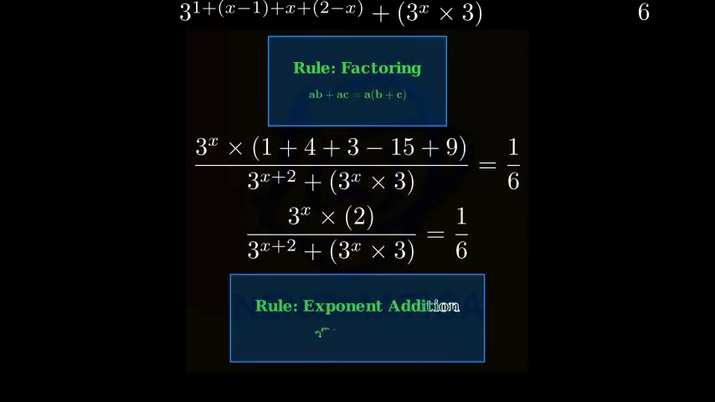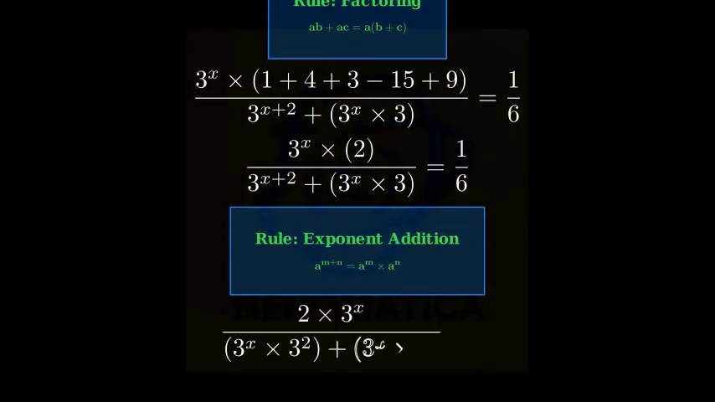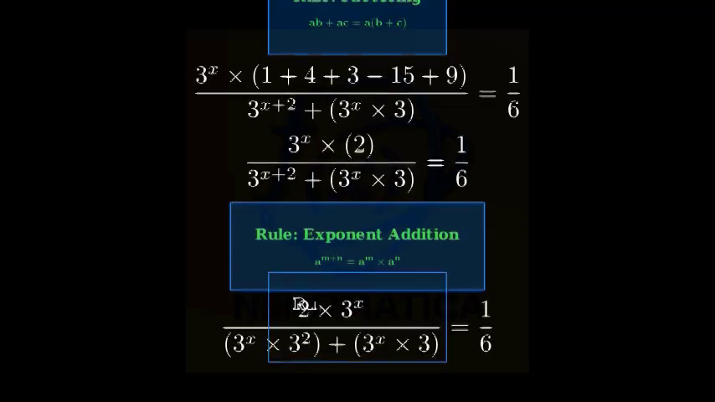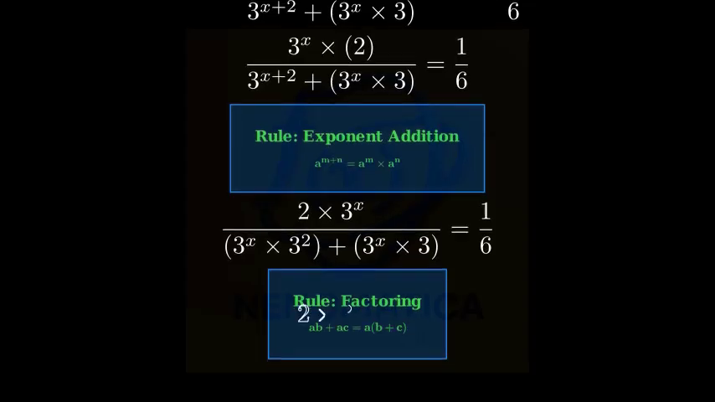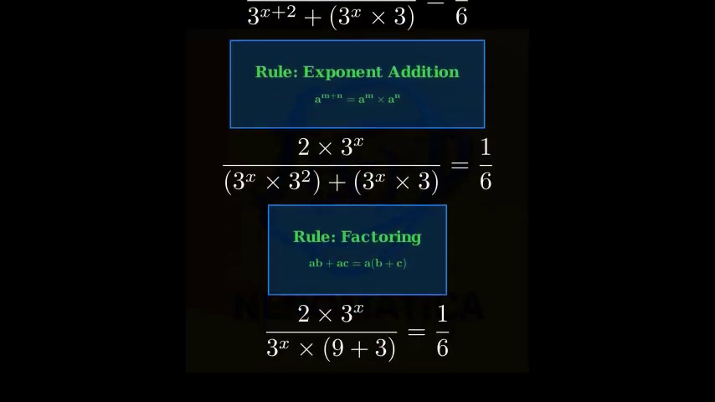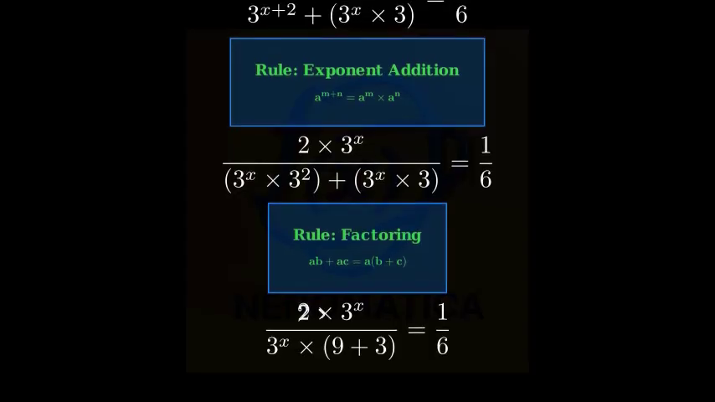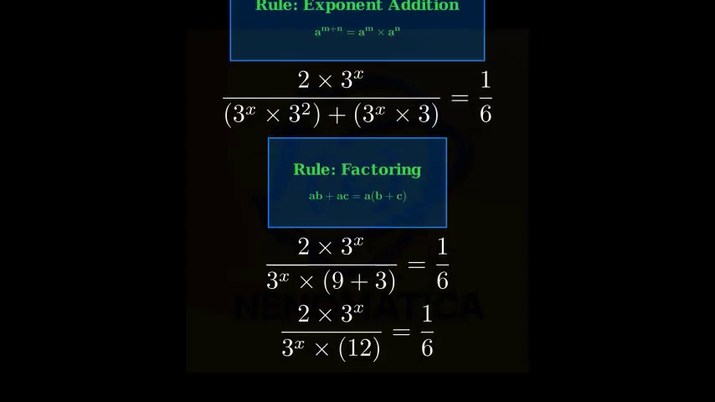Now, let's work on the denominator. We have 3 to the x plus 2 plus 3 to the x times 3. We can rewrite 3 to the x plus 2 as 3 to the x times 3 squared, and simplify further. We can factor out 3 to the x from the denominator as well. This gives us 3 to the x times the quantity 9 plus 3. Let's simplify the expression inside the parentheses in the denominator. 9 plus 3 equals 12.